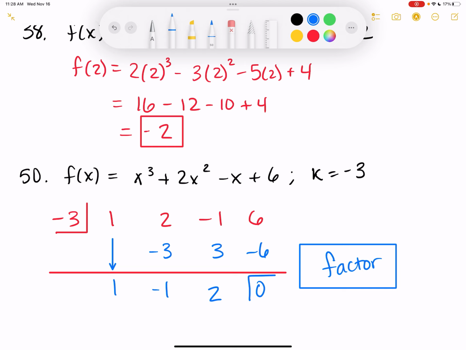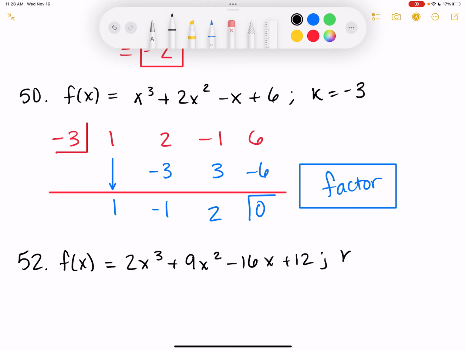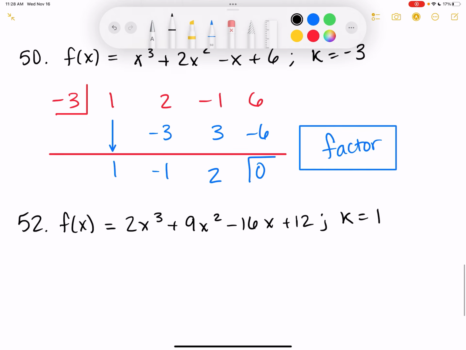I'm going to pick one more and see. Hopefully it'll come out to not be 0, but if it does, oh well. Number 52, f of x equals 2x cubed plus 9x squared minus 16x plus 12, and k is equal to 1. So 1 in the box. No terms are missing, so 2, 9, negative 16, and 12.